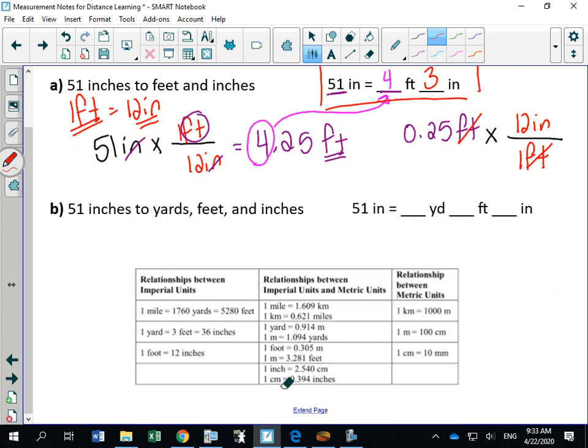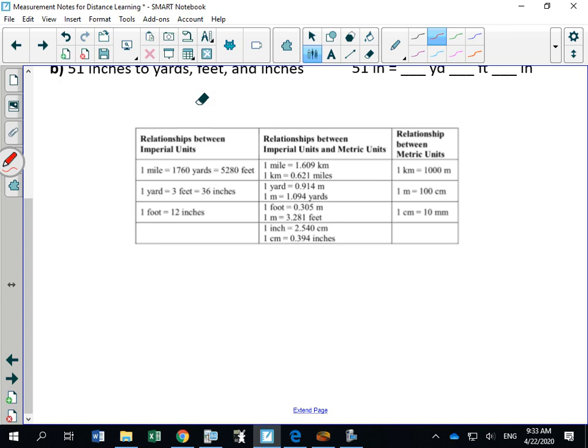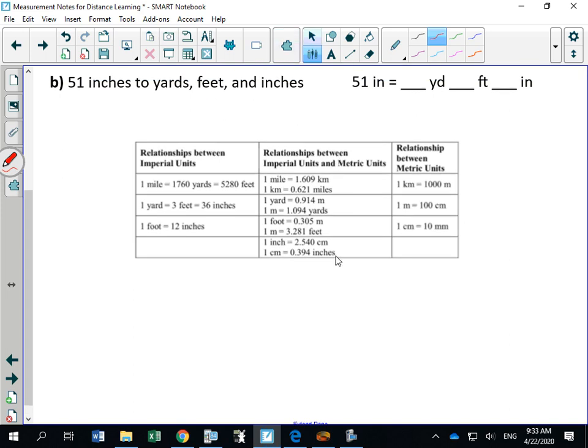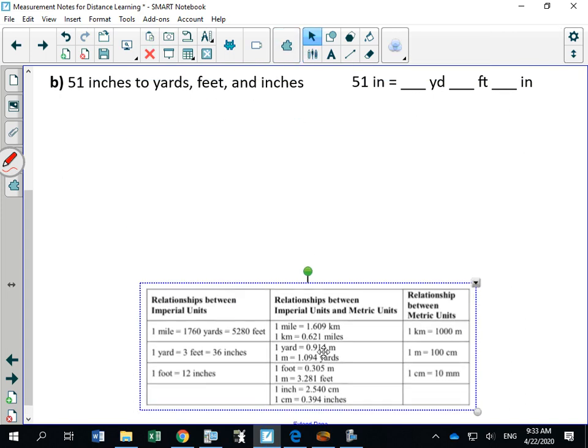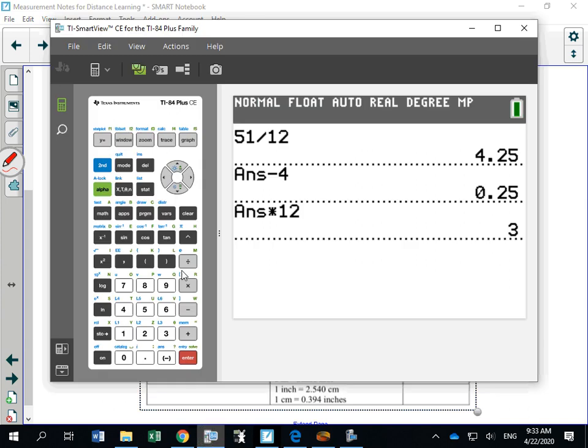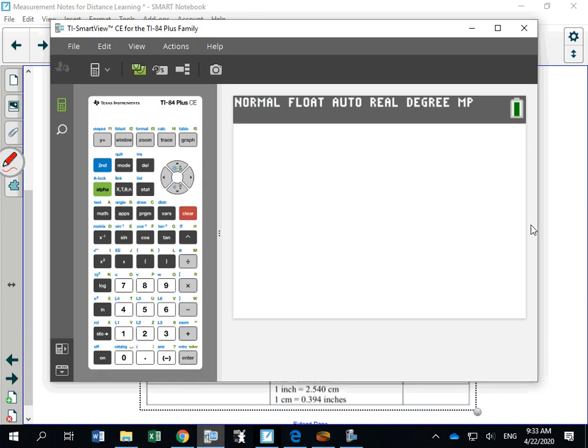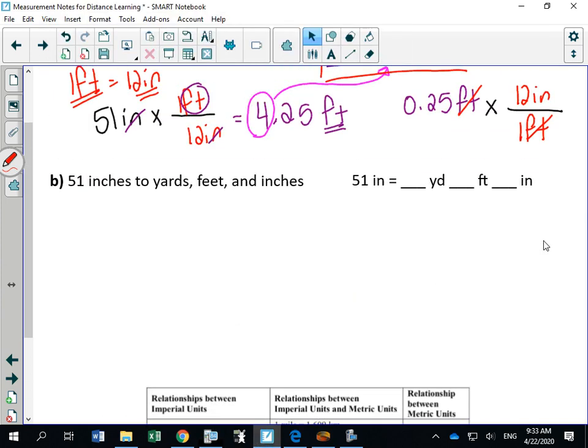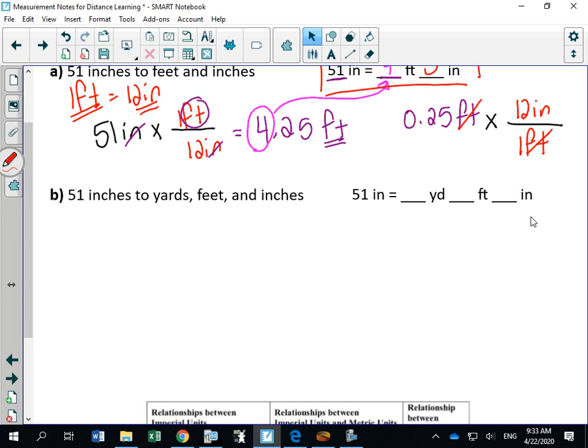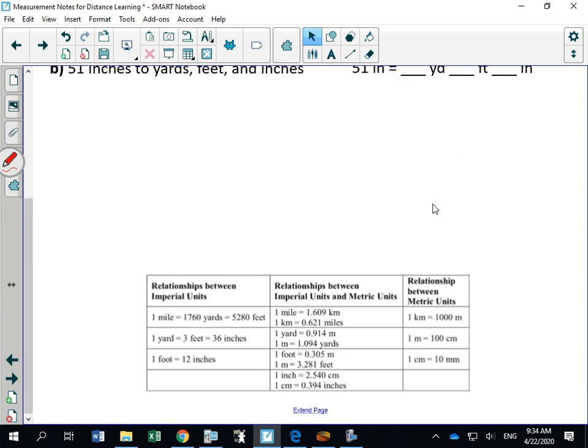Let's do B. B is going to be the same thing. However, we're going to take it one step further. Again, make sure you're writing this down with me, but also typing it into your calculator. This is definitely something you don't just want to be sitting and watching. Okay, 51 inches, we first have to convert inches to yards. That's my first conversion. So I need to look on my formula sheet for the conversion for an inch to a yard.